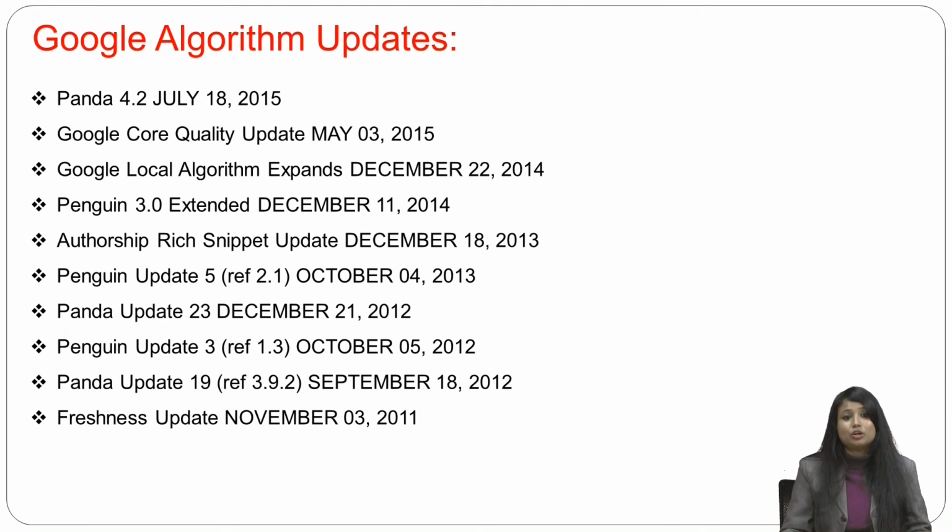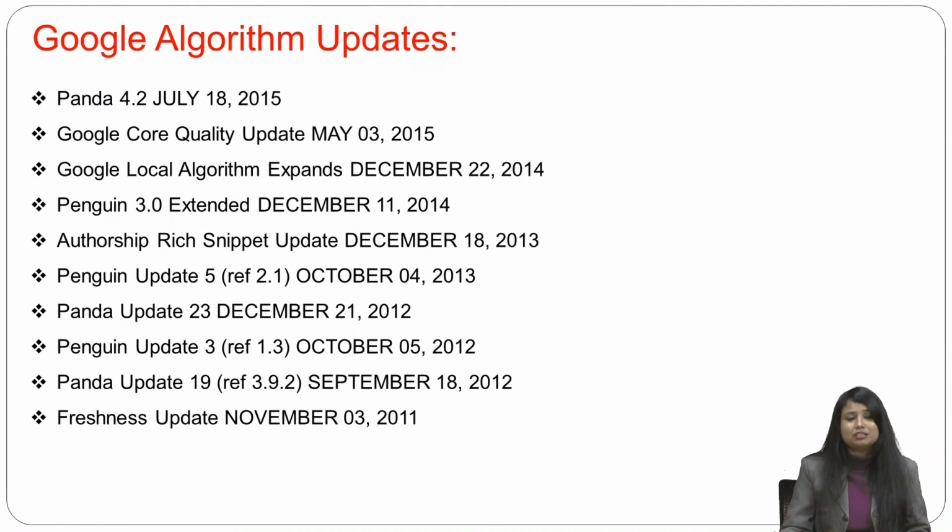Then there was the authorship and rich snippet update. It came on December 18, 2013. Authorship and rich snippet results dropped by 15% since Google tightened qualifications for rich snippets.